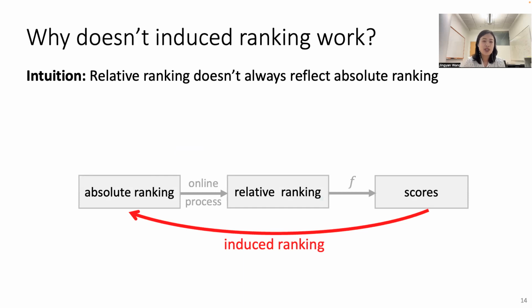What's the issue with this induced ranking baseline? Intuitively, it's because the relative ranking doesn't always reflect the absolute ranking. Because of this online process, the judges only see the relative ranking, and they derive their scores using this function F. And the induced ranking tries to infer the absolute ranking directly from the scores that are based on the relative ranking.